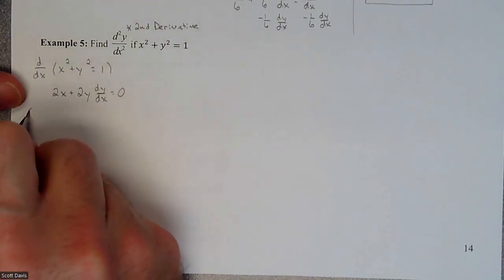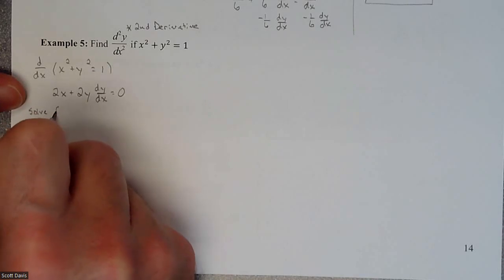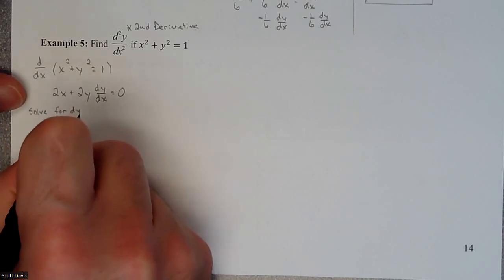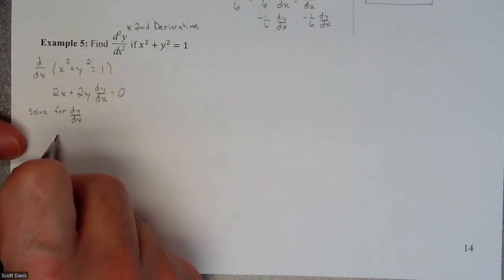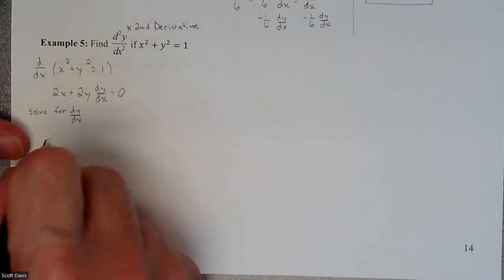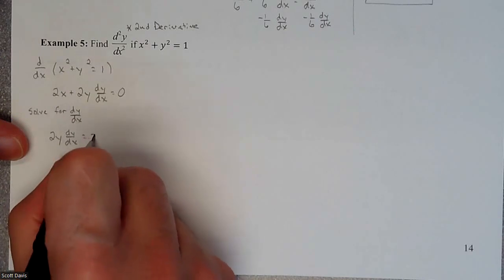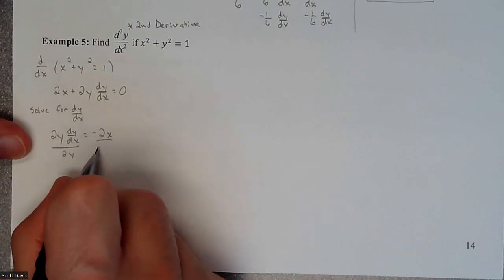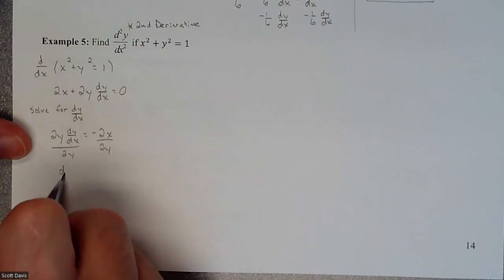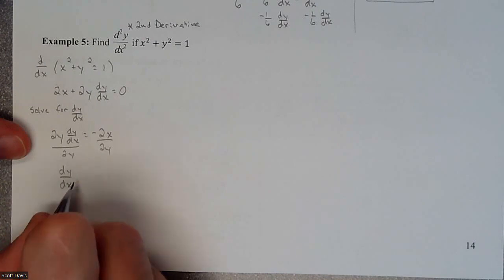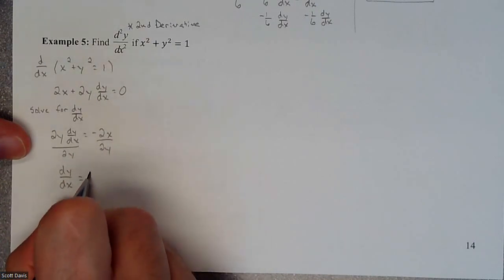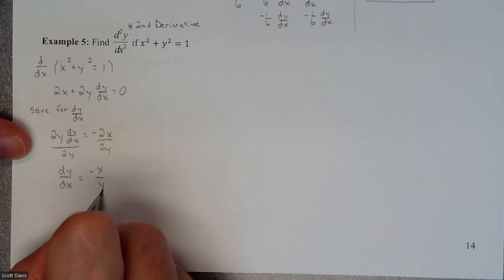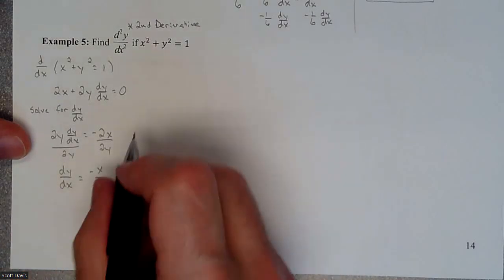Okay, so we're going to look to solve for dy dx at this point. All right, so we're going to subtract the 2x over, so we would have 2y dy dx equaling negative 2x, and then we'll divide by 2y, and that's going to get us dy dx equaling, we'll simplify the 2, a negative x over y. Great. All right, so halfway there.